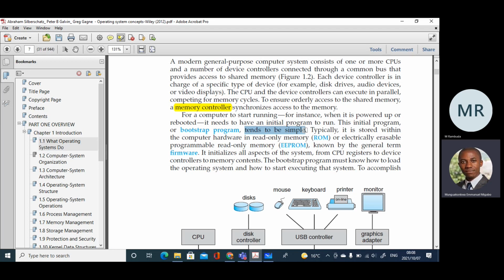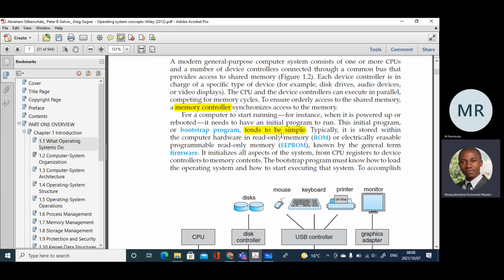Because for two reasons: it shouldn't take too long, and it's just an initialization part of the operating system. All it does is initialize all the different peripherals and so on. Typically, it is stored within the computer hardware, in the ROM memory, or electrically erasable programmable read-only memory. So either EEPROM or ROM.